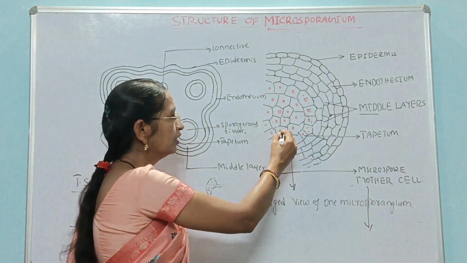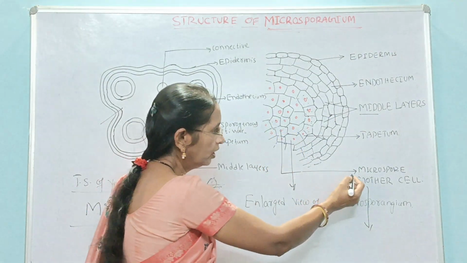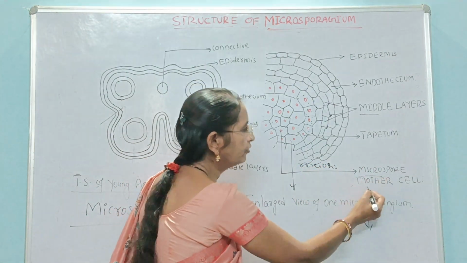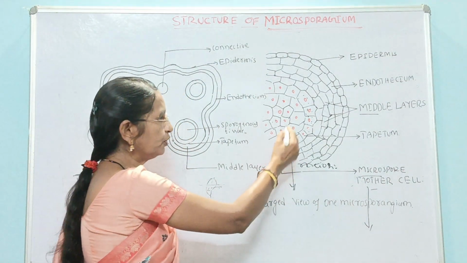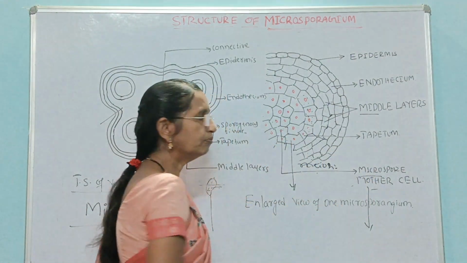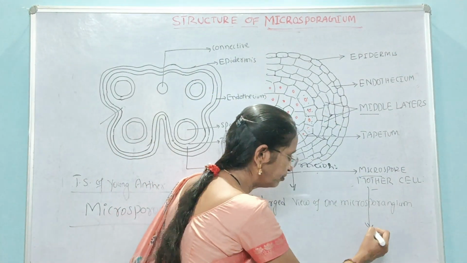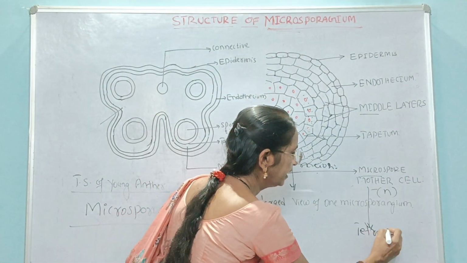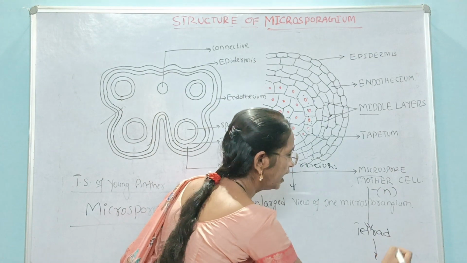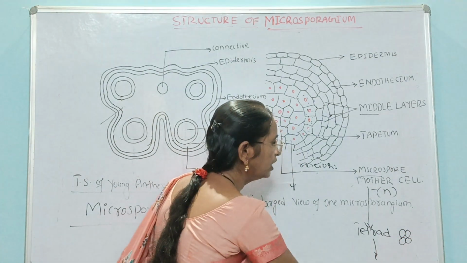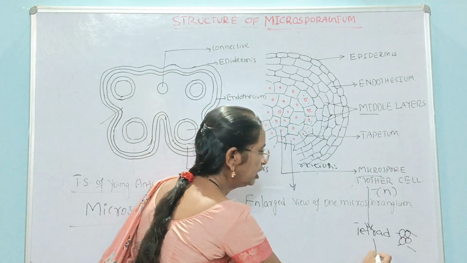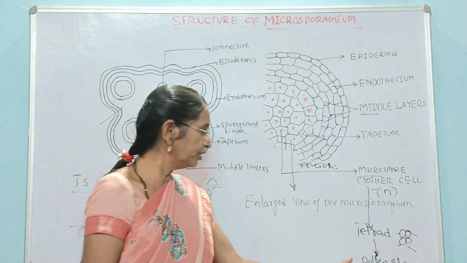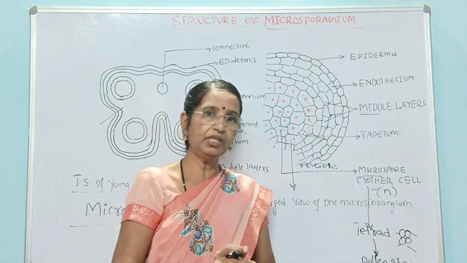A large number of sporogenous tissue cells undergo meiosis and give rise to a large number of microspore mother cells. These microspore mother cells produce spore tetrads, and each tetrad consists of 4 microspores. Each one gets separated, and they produce a large number of pollen grains, or microspores, at the end of microsporogenesis.